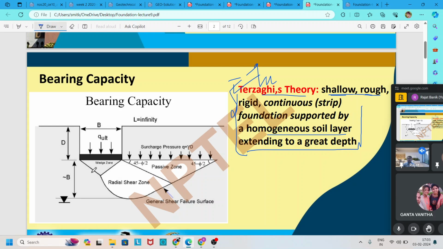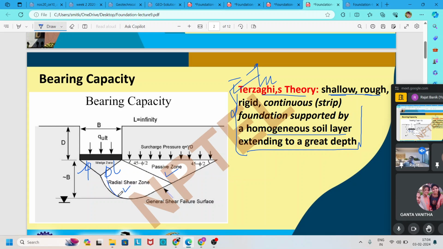So you remember these zones. Three failure zones occur. One is wedge zone, then radial shear zone, and last one is passive zone. And the angle of this wedge zone is phi. Phi is the angle of internal resistance of the soil, and this zone acts like a passive zone.